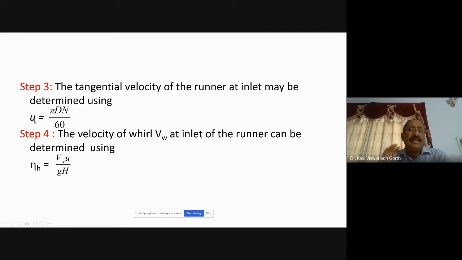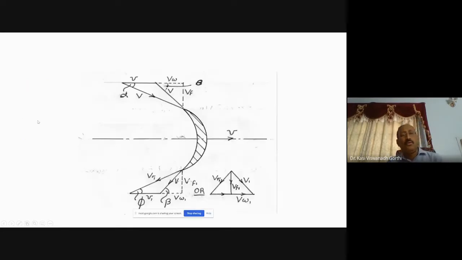The velocity of whirl at the inlet of the runner can be determined using the hydraulic efficiency expression. Eta H is equal to VwU by gH. We have seen this just now in the definitions. Hydraulic efficiency may be assumed about 85 to 95%. Vw is required to be computed, U you have computed from step 3, g is acceleration due to gravity, and H is the net head. So you get the value of Vw, and you have the value of U. Both are known. Now draw the inlet velocity diagram.